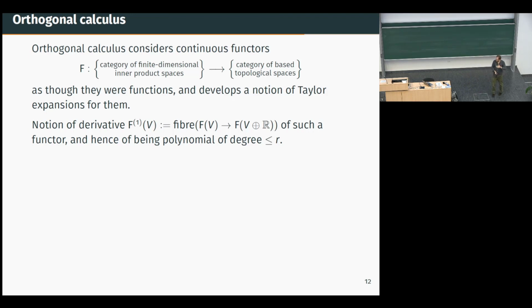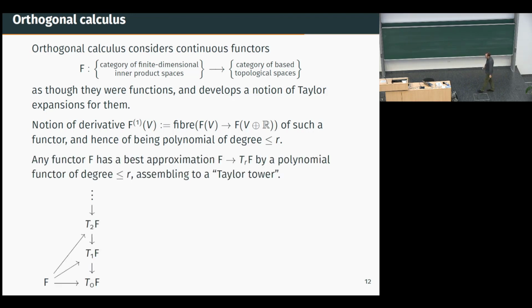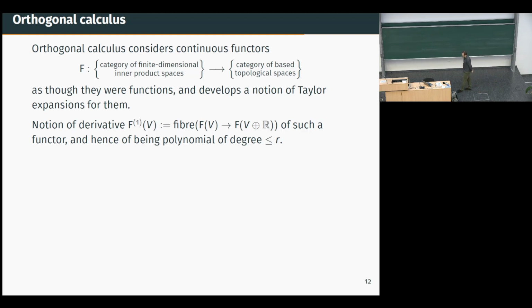And I can iterate this, so I can take many derivatives. So I can declare a functor to be polynomial of degree at most r if when I take its r plus first derivative in this sense, I get the constant functor that's a point always. So, of course, you can define whatever you like. Right? We're mathematicians. You can go and make a definition if you want to.